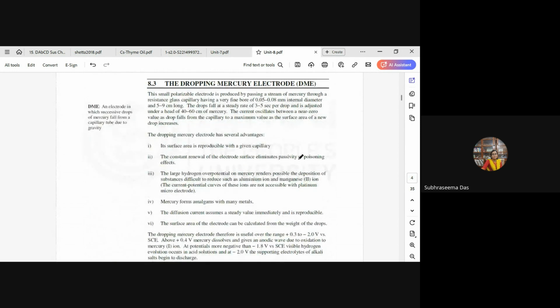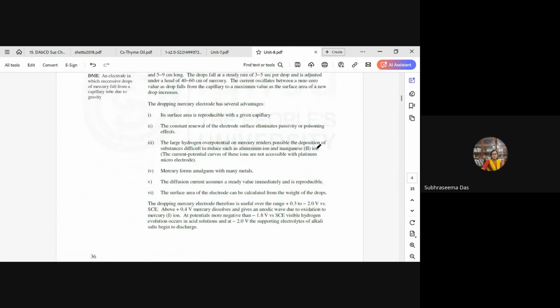Then the dropping mercury electrode, or the DME. This small polarizable electrode is produced by passing a stream of mercury through a resistance glass capillary having a very fine bore of 0.05 to 0.08 mm internal diameter and 5 to 9 cm long. The drop falls at a steady rate of 3 to 5 seconds per drop and is adjusted under a head of 40 to 60 centimeters of mercury. The current oscillates between a near zero value as the drop falls from the capillary to a maximum value, and it has several advantages.